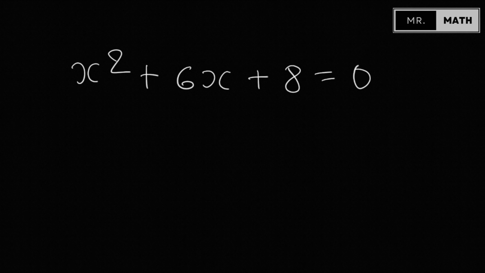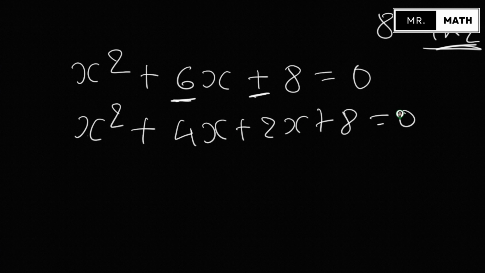Okay. I hope you guys have found the roots. Okay, let's solve. C term is positive, it means that we need to find the factors of 8 in such a manner that their addition is B term, which is 6. So find the factors of 8: 4 into 2, 4 times 2 is 8. So write 6 as the sum of these two: 4x plus 2x plus 8.